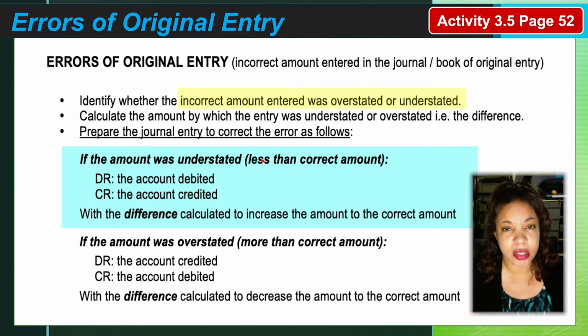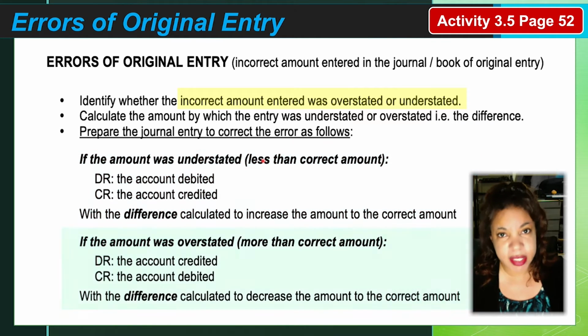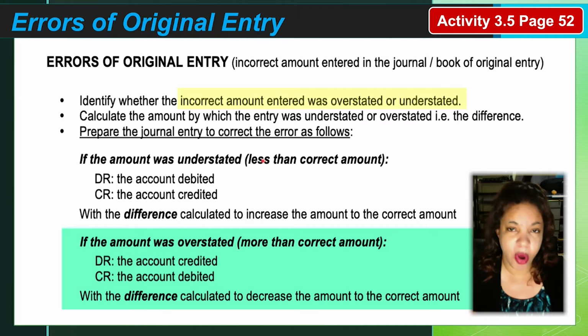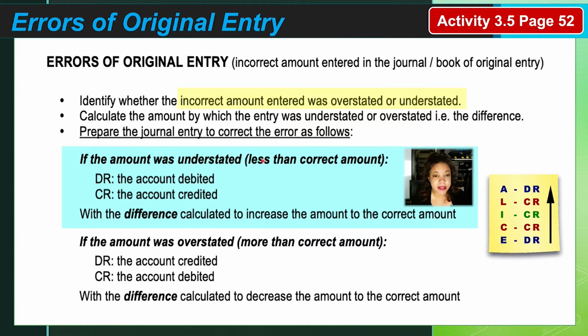put the amount incorrectly as less than it should have been, or overstated the amount or put the amount more than it is supposed to be, the correct amount. So what happens is if it is understated or less, that means you have to add it, right? It means that you had it less. So to get it to the correct amount, you have to add. How do you do that? You have to put it on the same side as the original entry.